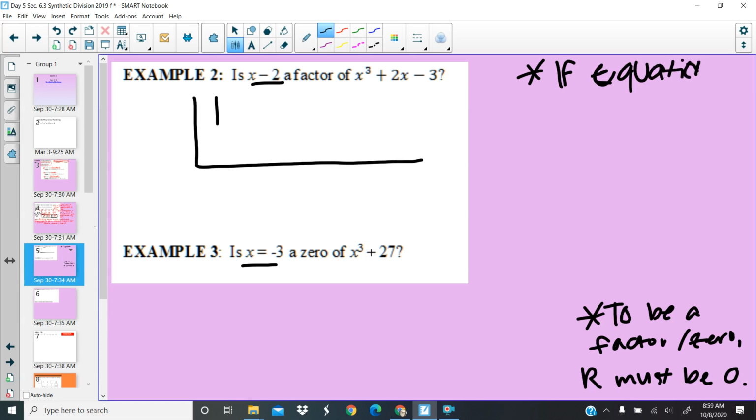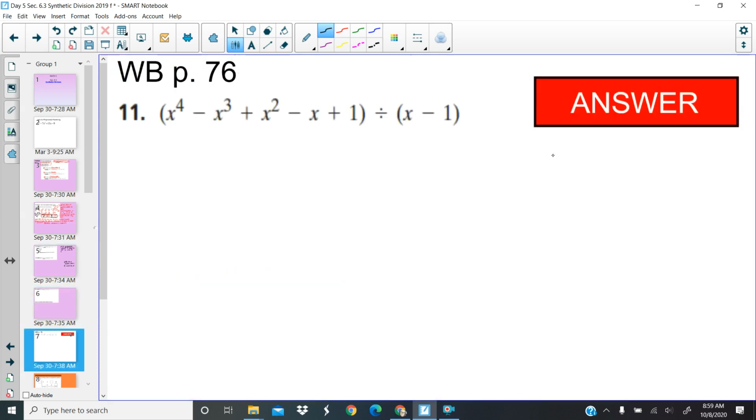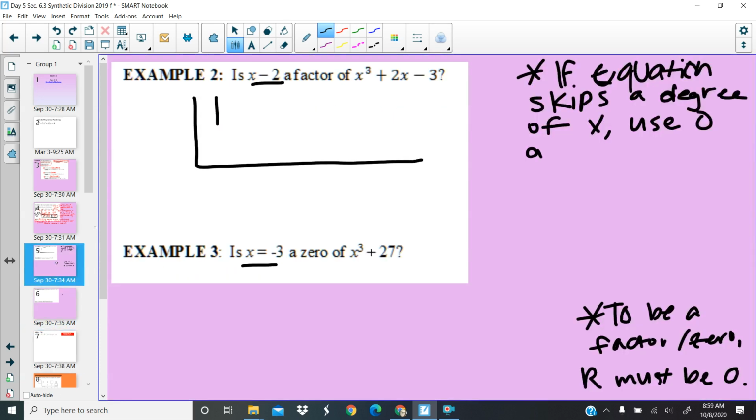So if your equation or your polynomial just skips over a degree of x, then you're going to use 0 as a placeholder coefficient.